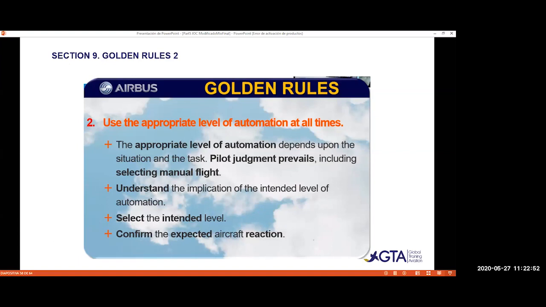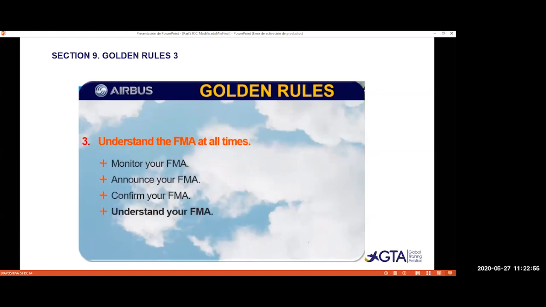We are going to the third one: understand the FMA at all times. Remember that the upper side of the PFD is called the FMA. This part of the PFD is the FMA. You have to understand what the FMA says, because the first thing you have to do is monitor your FMA. You have to see what is happening on your FMA.